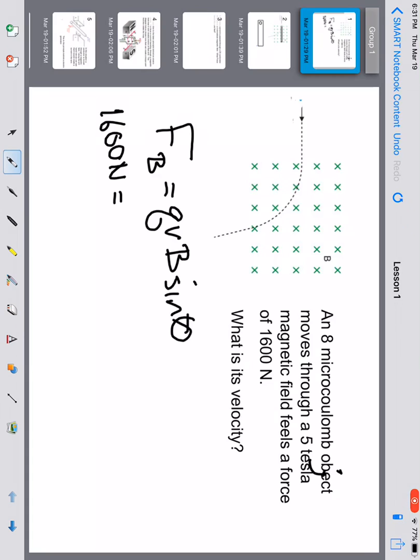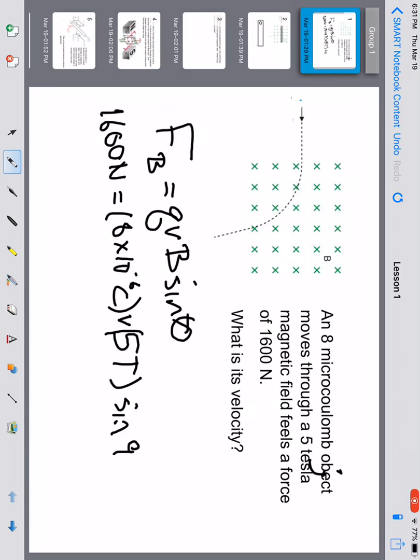The charge is 8 microcoulombs, so hopefully remember micro is 10 to the negative 6 coulombs. We're looking for V. And we have the magnetic field of 5 Teslas. Lastly, remembering that the angle is the angle between the magnetic field, which in this case is in the negative z direction, and the velocity, which is in the positive x direction. And with very little convincing on your part, I'm sure you can convince yourself that's 90 degrees.